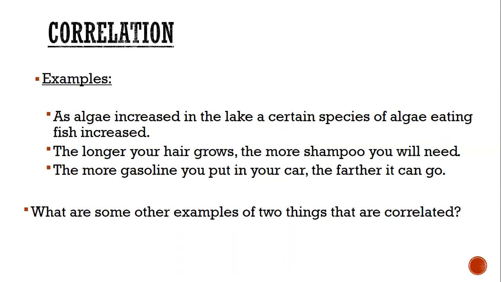As algae increased in a lake, a certain species of algae-eating fish increased. This should make sense. You would think to yourself, these are algae-eating fish. If there is more algae, they will be able to more effectively produce offspring, and those offspring will go on to eat algae and produce more offspring. But I'm going to tell you, until you've done repeatable experiments, this is correlation alone. There could be other things that could be causing the algae-eating fish to multiply.